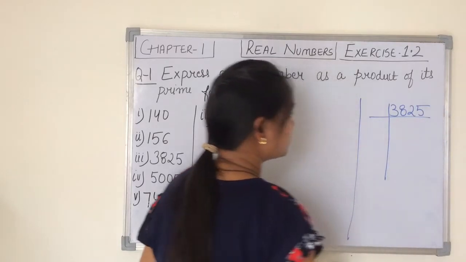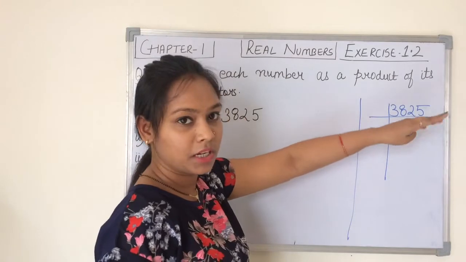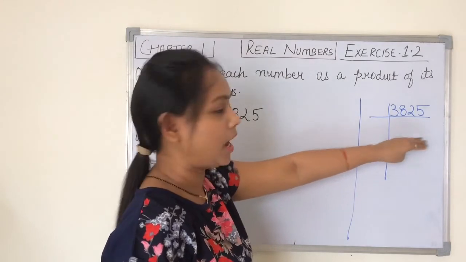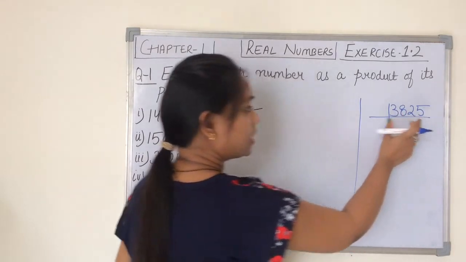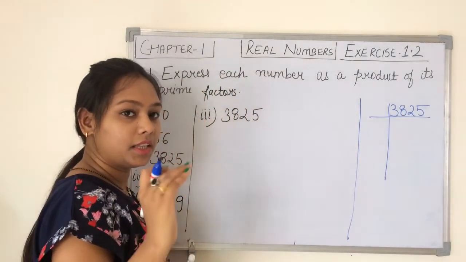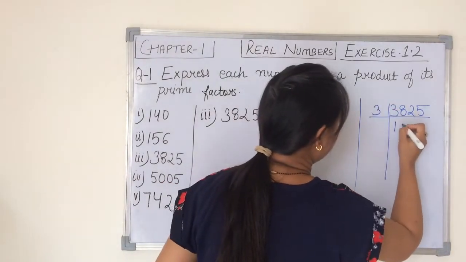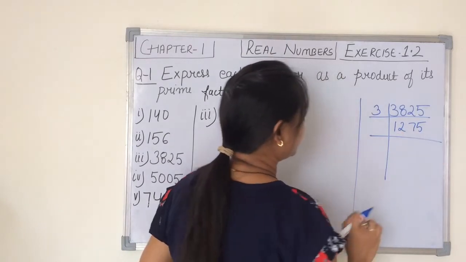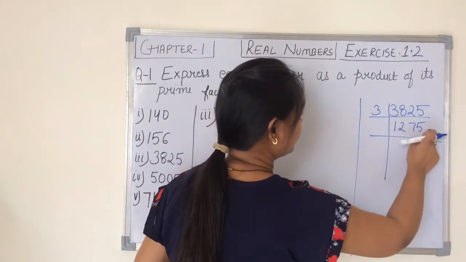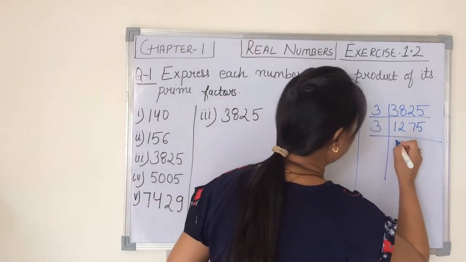3825, we can check its divisibility by 3 by adding its digits. Its sum is coming to be 18. 18 is divisible by 3, so the whole number will be divisible by 3. Again, let's add. Its sum is 15. 15 is divisible by 3, so the whole number is divisible by 3.